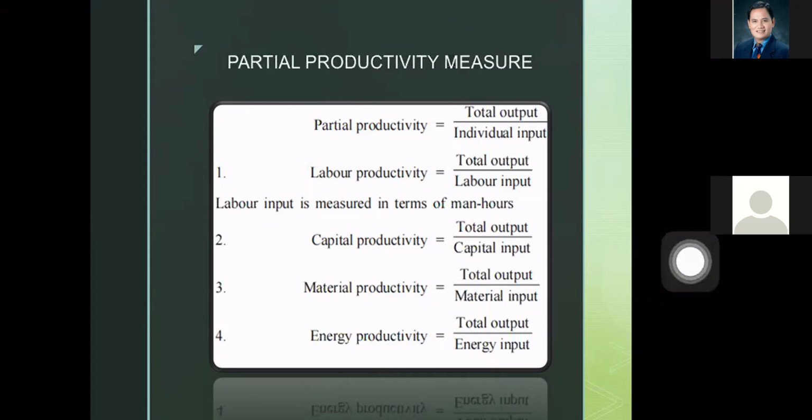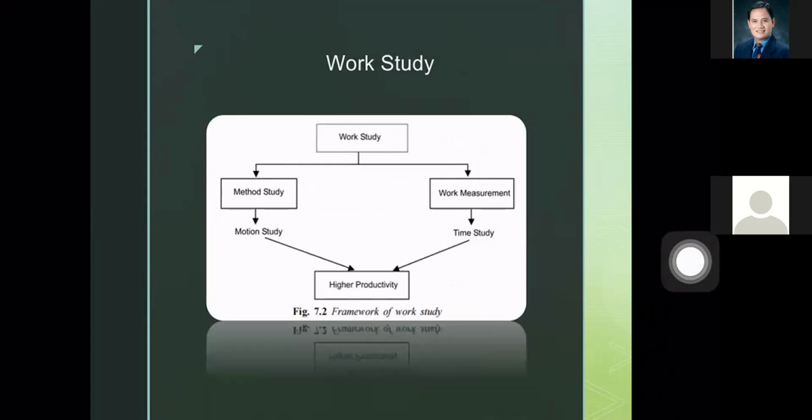And now we have work study. Work study is a generic term for those techniques, method study and work measurement, which are used in the examination of human work in all contexts, and which lead systematically to the investigation of all factors which affect the efficiency and economy of the situation being reviewed in order to effect improvement.